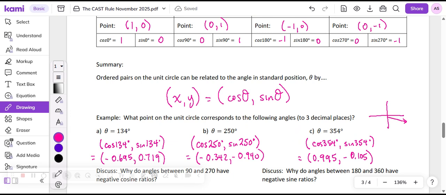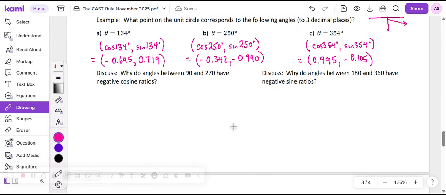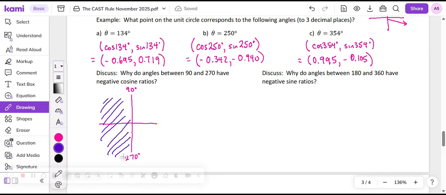So let me ask you guys this question. You can think on it for a second. Angles between 90 and 270 always have negative cosine ratios. So why would that be? Remember, 90 is up here, 270 is down here. So we're talking about angles in these two quadrants here. They always have negative cosine ratios. You think you know why that's true?